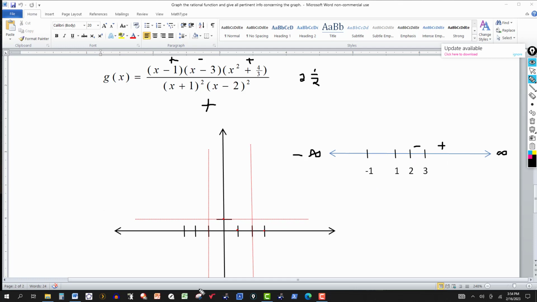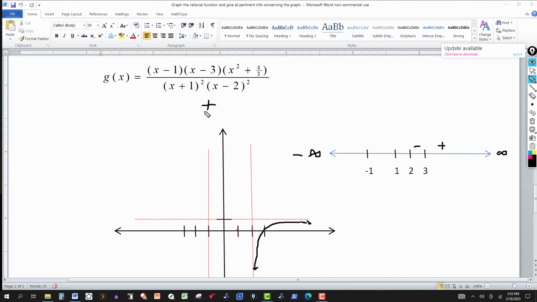So with that information, then we know that the graph from 3 to the right, it goes up like that. It approaches that horizontal line, y equals 1. Between 2 and 3, it's negative, so it's coming down. It's using common sense. You have a vertical asymptote, so you assume it's going to approach it, get close to it, but never cross.